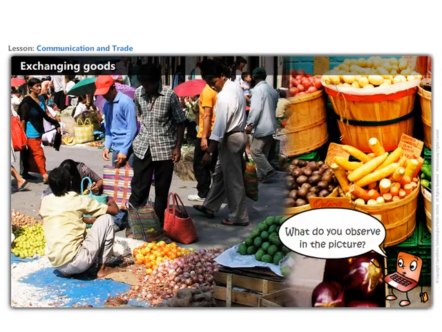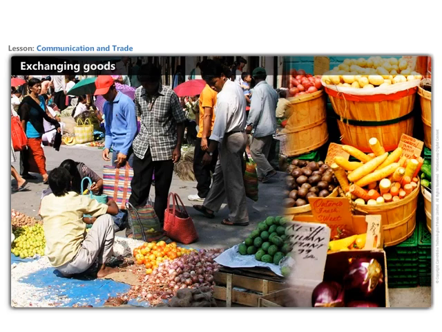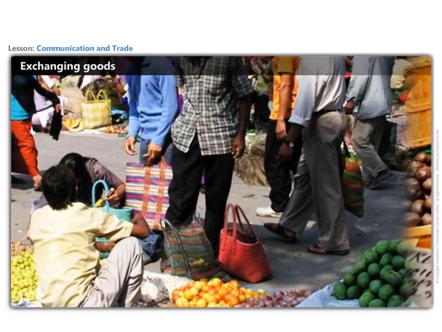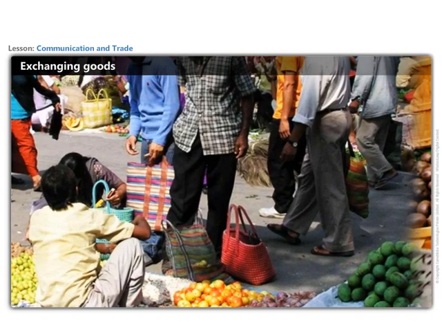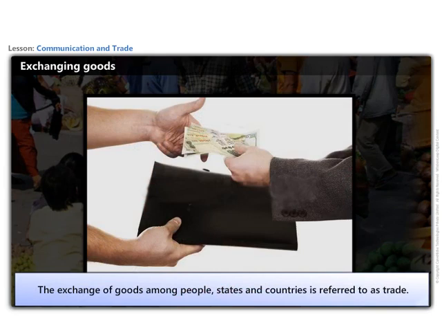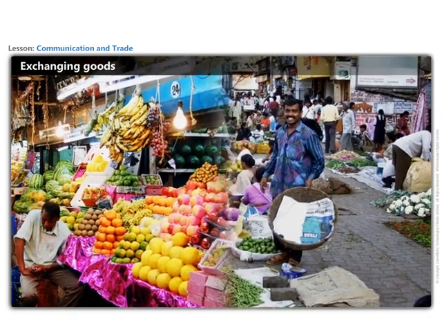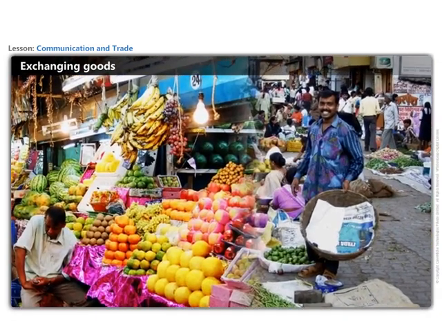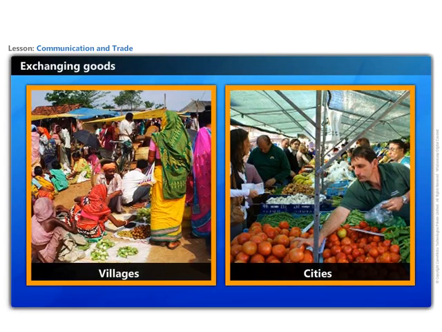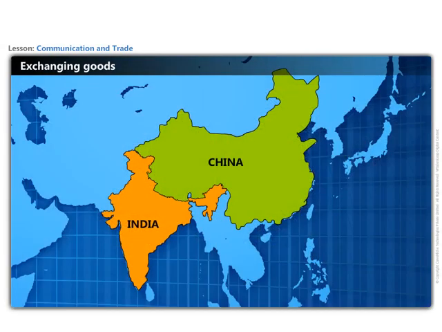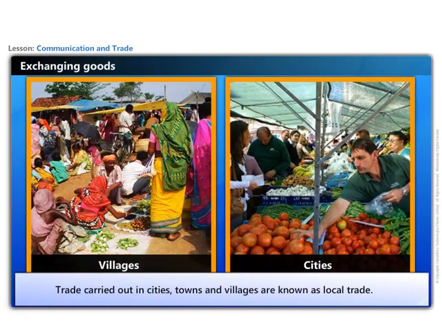What do you observe in the picture? Both are engaged in buying and selling activity. In other words, the shopkeeper is exchanging goods for money. The exchange of goods among people, states and countries is referred to as trade. The market is a place where such exchanges take place. Trade may take place in villages, towns and cities or different states and countries.